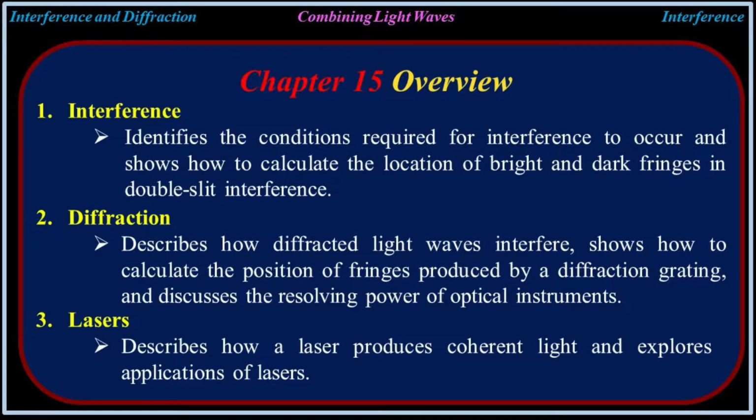Chapter 15 overview. Interference identifies the conditions required for interference to occur and shows how to calculate and locate the bright and dark fringes in double slit interference. Diffraction describes how diffracted light waves interfere, shows how to calculate the position of fringes produced by a diffraction grating, and discusses the resolving power of optical instruments. Lasers describe how a laser produces coherent light and explores applications of lasers.